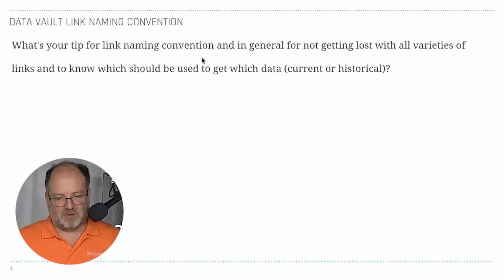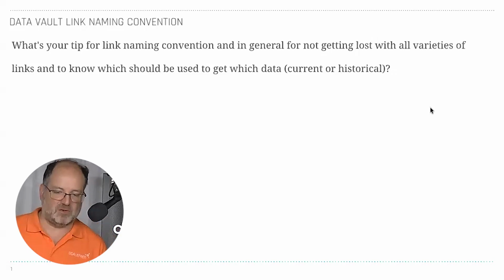What's your tip for a link naming convention and in general for not getting lost with all varieties of links, and how to know which should be used to get which data, current or historical? Now, there's two aspects here. It is my opinion. One is how do we name a link in general?